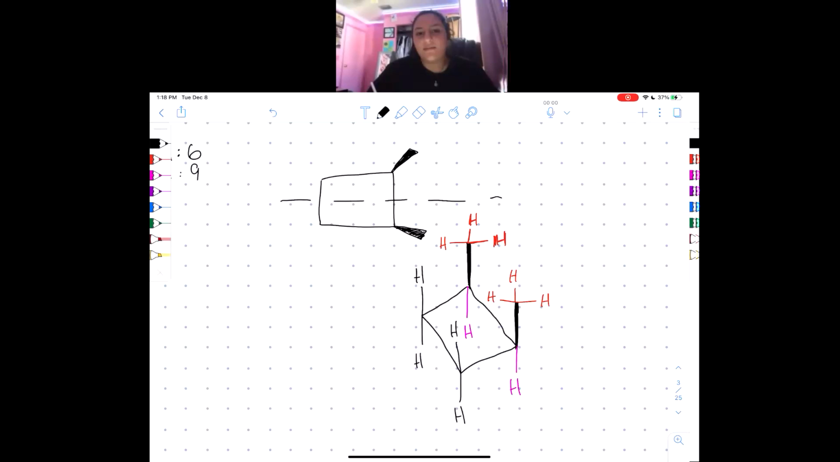So if we think about it in the same type of symmetrical and also environmental way, let's call this H, A, B, C, and D. Which two do you guys think are going to be the same? So give me one of the pairs. A and C, okay, and then B and D.